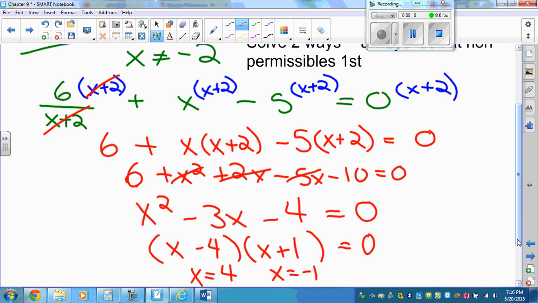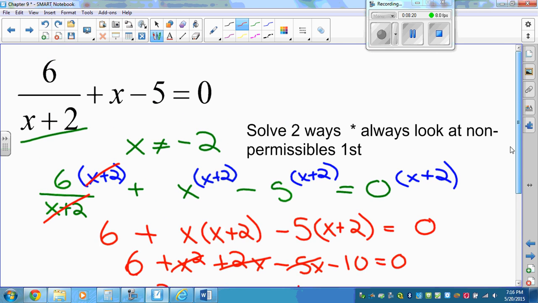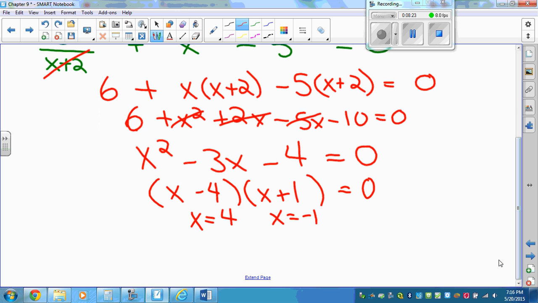Are either of those a non-permissible value? No. So they both seem to be correct.